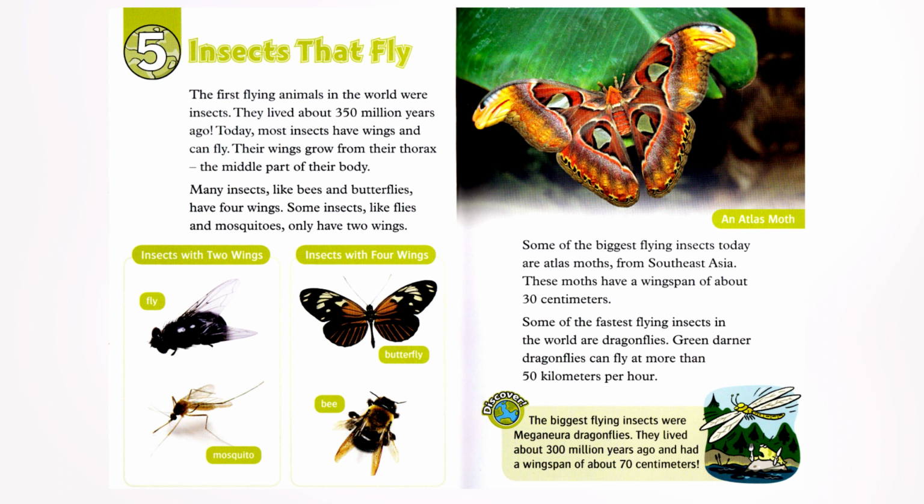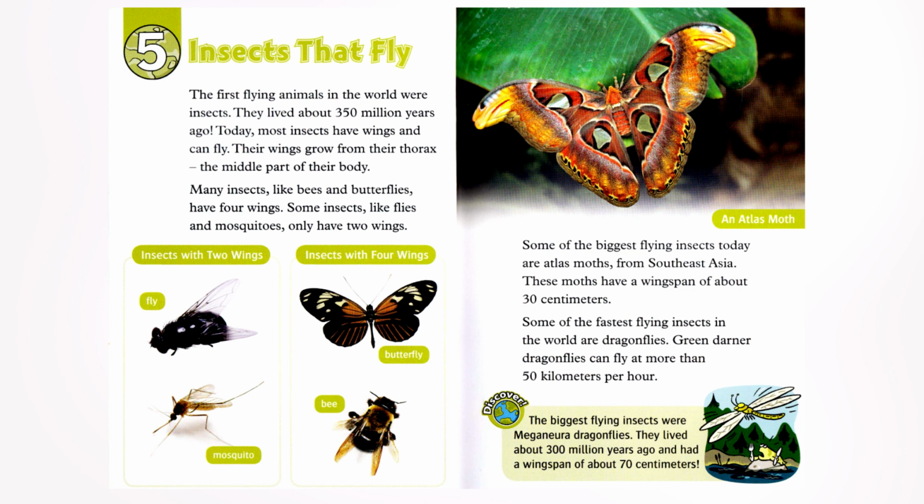Chapter 5. Insects that fly. The first flying animals in the world were insects. They lived about 350 million years ago. Today, most insects have wings and can fly. Their wings grow from their thorax, the middle part of their body.